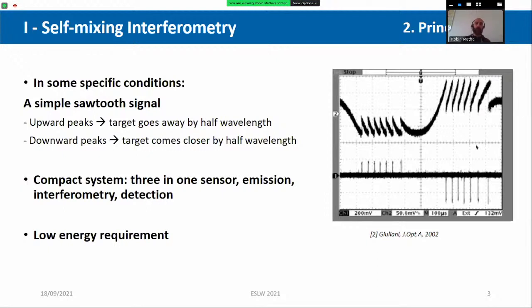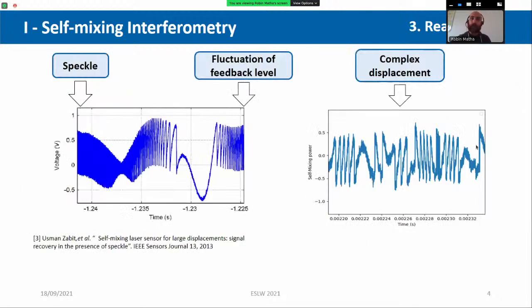So self-mixing gives us an opportunity to build a compact system with a 3-in-1 sensor with emission, interferometry, and detection. It also has a low energy requirement because, as I said, you just have to supply the laser diode and recover the signal at the terminals of the diode. However, in reality, some physical phenomena make the signal complex and make the extraction of the information complex.